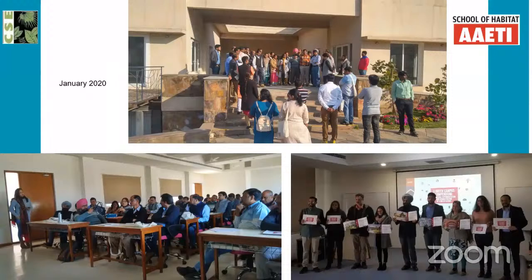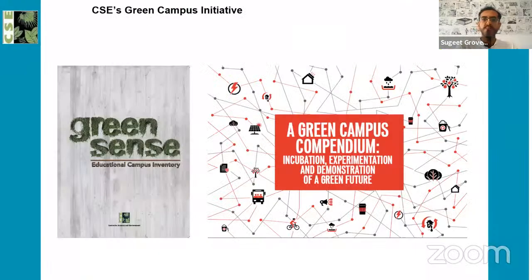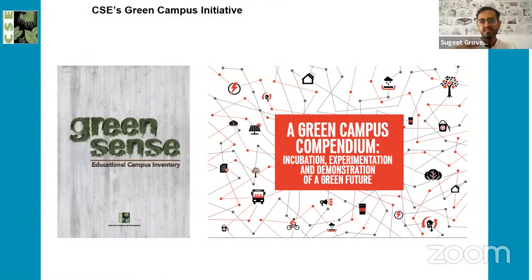This is again in 2020 when we were doing physical workshops. After that, of course, COVID came, and then we had to shift to online workshops. But during that journey, we also came up with a few publications. So the first one we came out with was called Green Sense Educational Campus Inventory. Then we accumulated the knowledge that we had received from different education networks, different educational campuses.